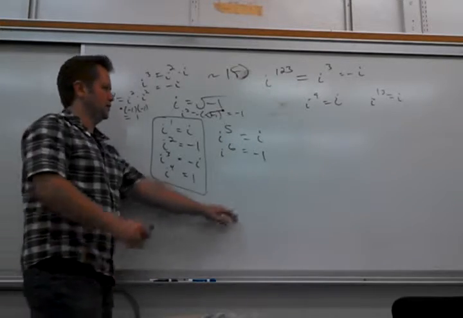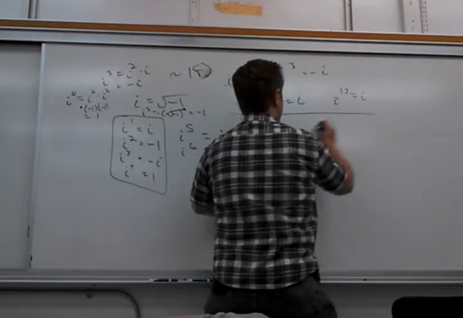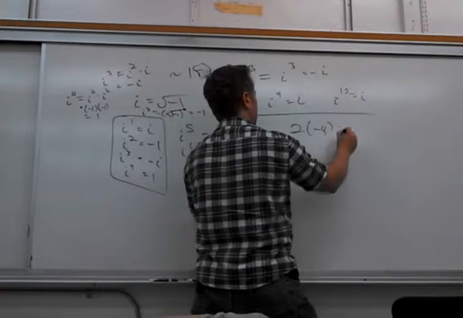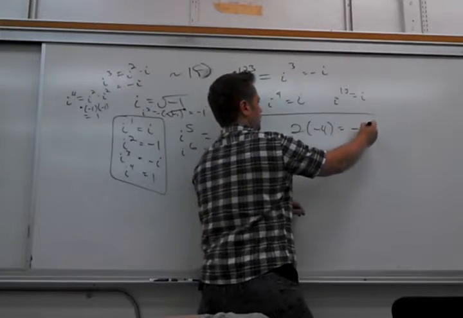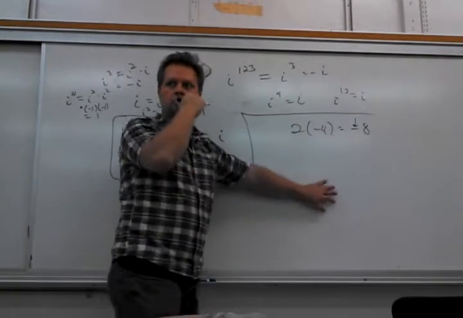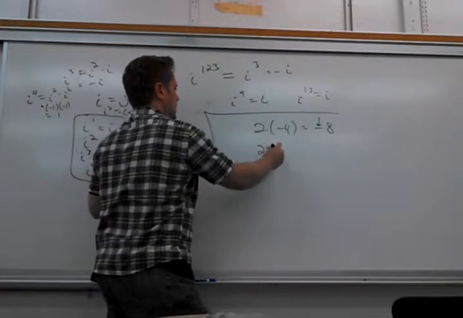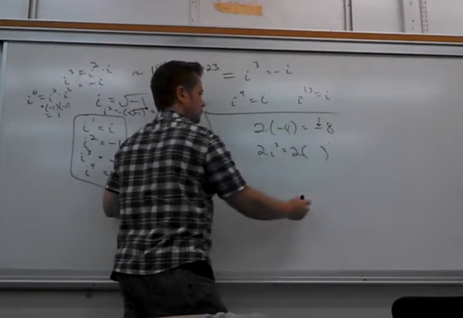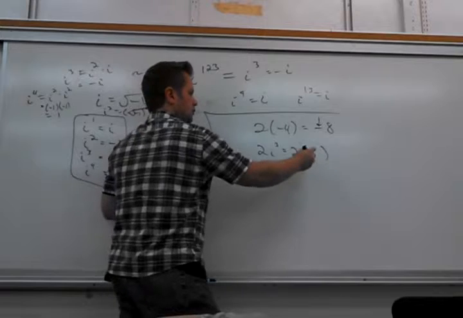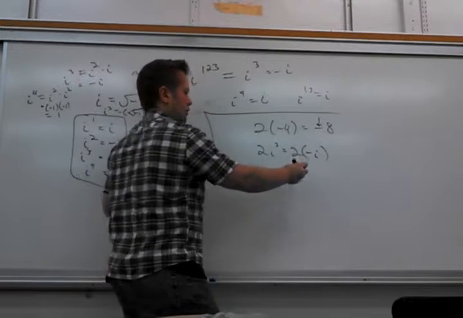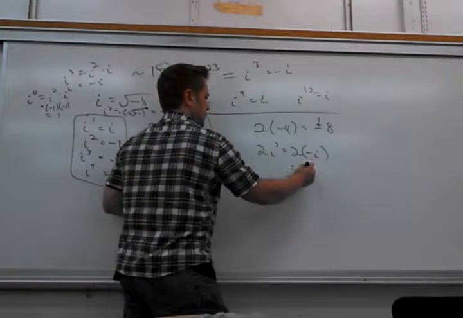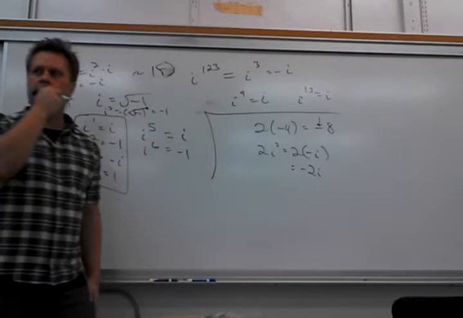If you've got 2 times i to the 4th, it's just 2. What's twice negative 4? Negative 8. You put the negative in the front. So twice i cubed. What's i cubed? Negative i. And what's 2 times negative i? Negative 2i. Alright.